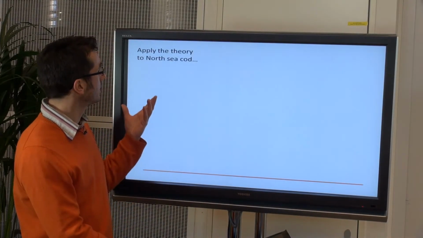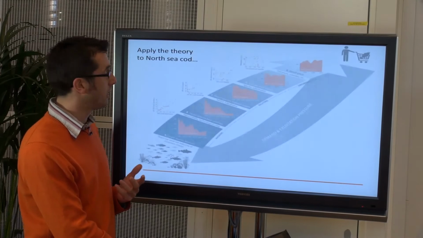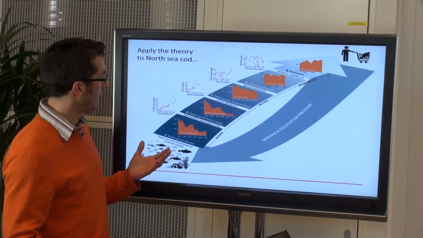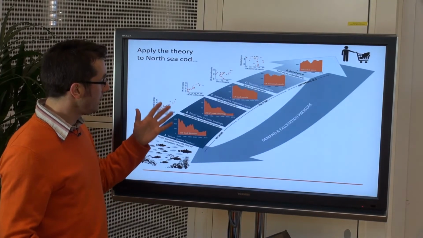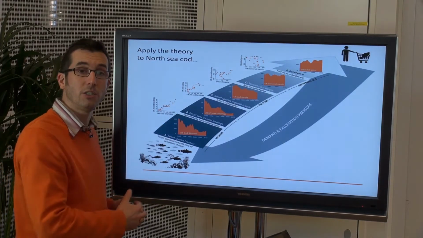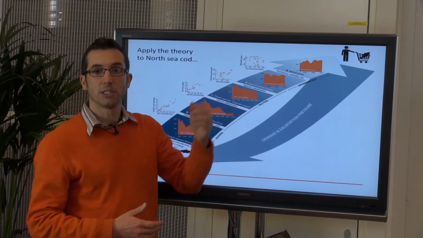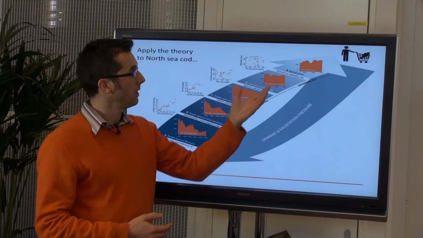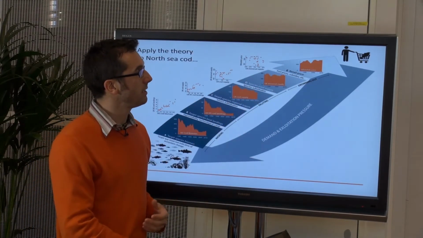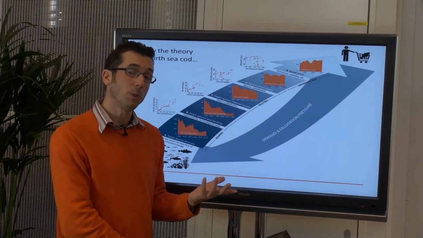We looked into this theory for North Sea cod with some data that we managed to get on the dramatic changes in the population of cod in the North Sea, and showed that the corresponding changes in the price paid by consumers were limited. So again, a limited feedback to the consumer. So what can we do about this?